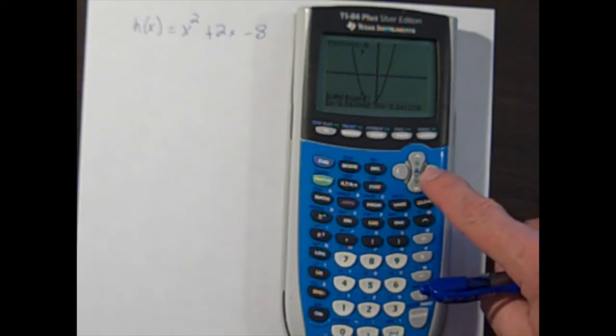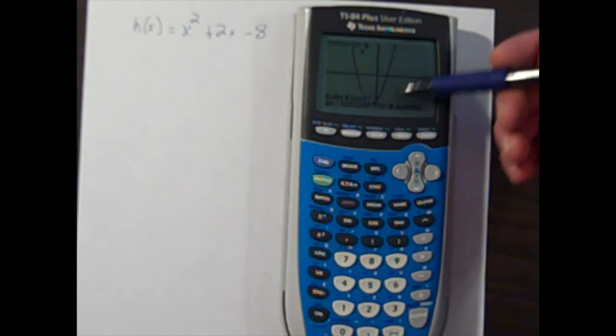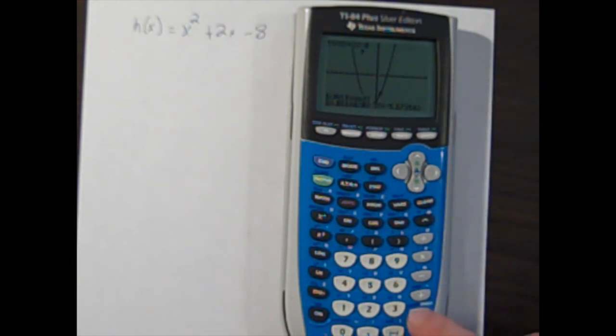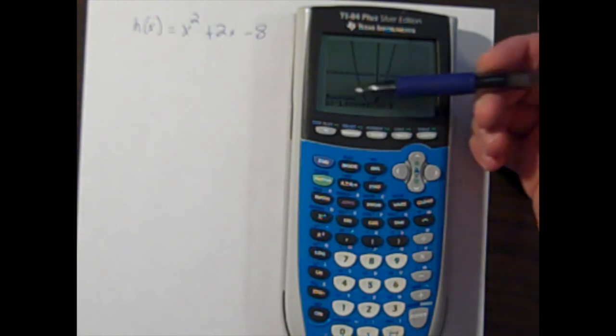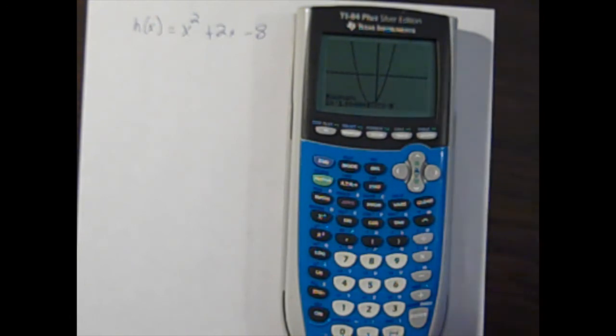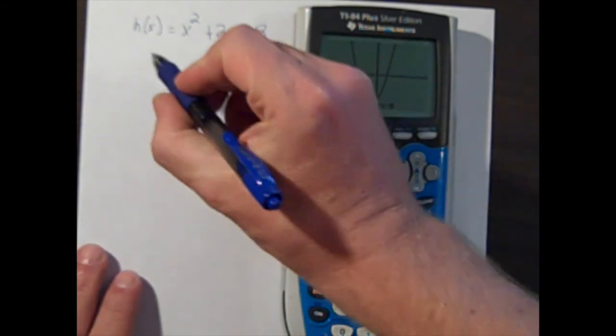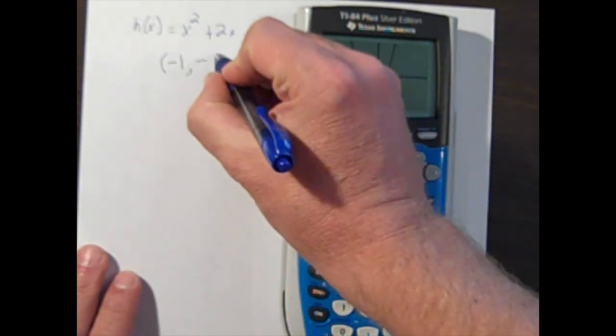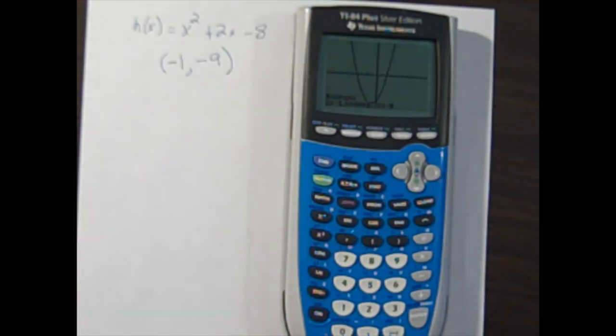Now it says go to the right side. Now I've got to scroll over in this direction. I need to have some point on this side. It doesn't really matter which one. You hit enter, and it says, would you like to guess? And say, of course, we'd love to guess. Then it pops up here, and it says our minimum point is -1.00000, and then -9. So your vertex on this one would be -1, -9. Okay, that's your lowest point.